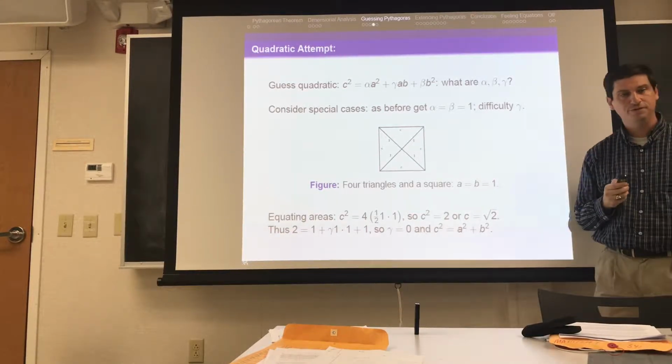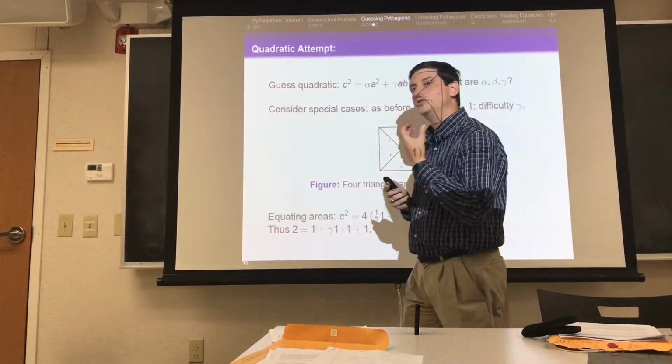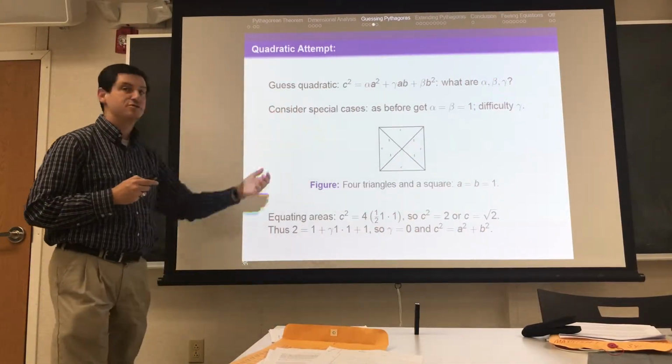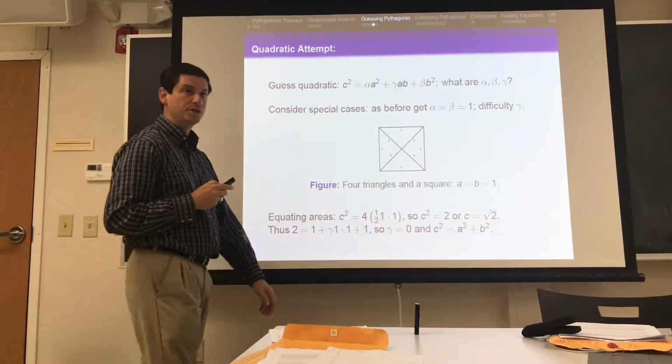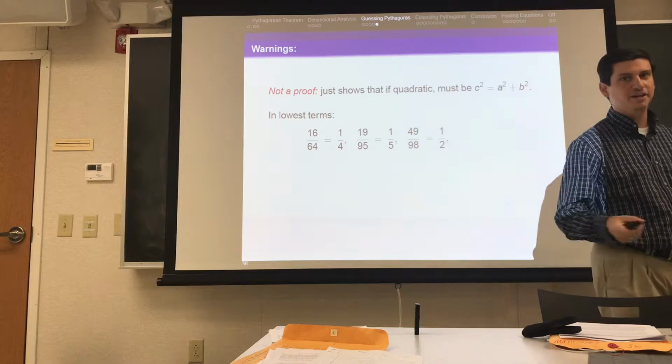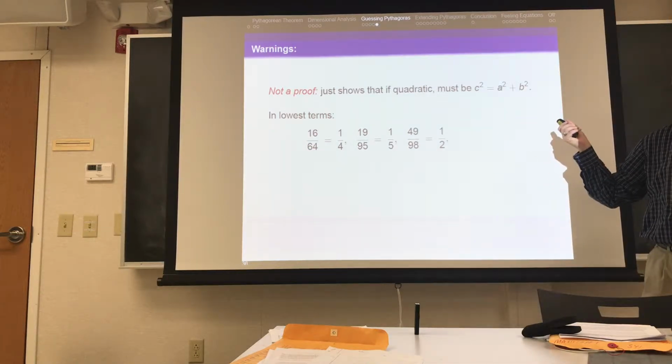Again, not a proof. But now there's only one possible quadratic relationship. Maybe it's really a cubic relationship. Maybe it's a quartic relationship. But if it's going to be quadratic, this is the only one. All right. I know I've done this for all of you, correct? We've done this in this class.